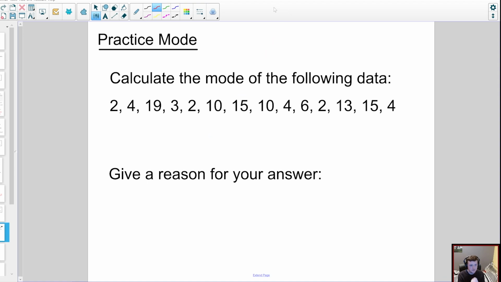So here is a practice for the mode. I've scrambled all the numbers up. Calculate the mode of the following data and give a reason for your answer. So I'll see you in a second. Have a go.